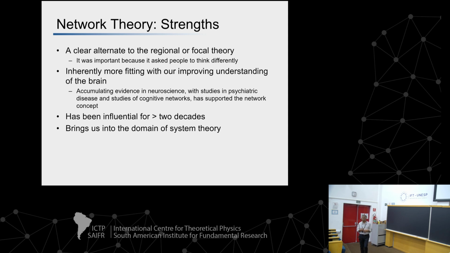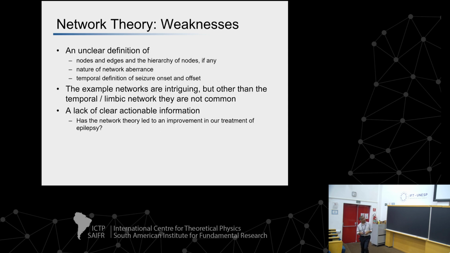This has been influential over the past 2 decades, and as an engineer, I'm happy, it brings us into the domain of system theory, which is quite powerful, and we have a lot of tools to apply from there. The weakness of Dr. Spencer's paper was there was an unclear definition of the nodes and edges, and a hierarchy of the nodes, if any. It's not clear if all nodes are equal. Is one more critical than another? That was not clear. The nature of the network aberrance, how exactly is the network aberrant, was not clear.